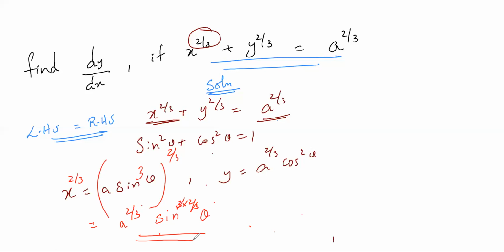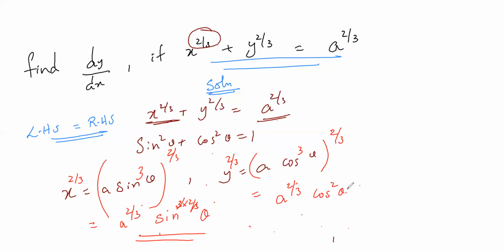Correct? Similarly, I can put here, in the y term, cos cube theta. Here I can put 2 by 3 for y power 2 by 3. So the benefit of this is I'm getting here a power 2 by 3 sine square theta. Here I'll get a power 2 by 3 cos square theta.